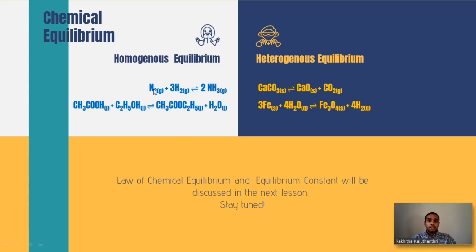For example, the first reaction that I've given is a gaseous phase equilibrium, where all of the reactants and the products are present in gaseous form. So this is a gas phase equilibrium. Then you have another example where all of the reactants and the products are present in liquid form, so this is a liquid phase equilibrium. These are all homogeneous equilibria because you have the same phase in both reactants and products.